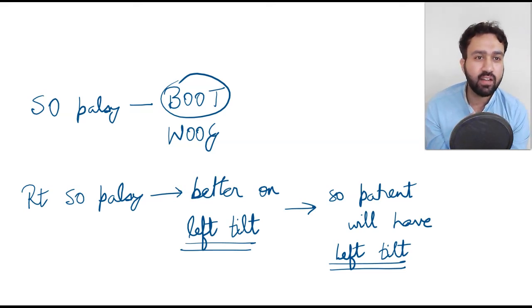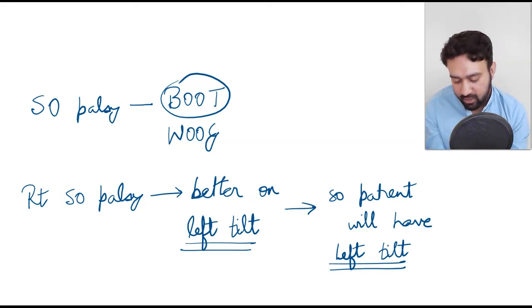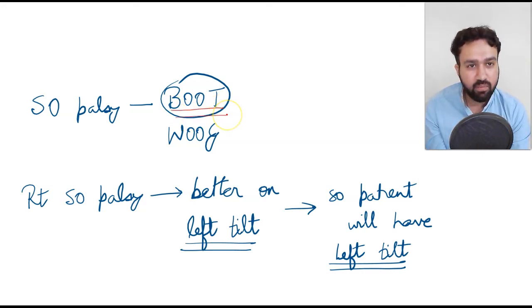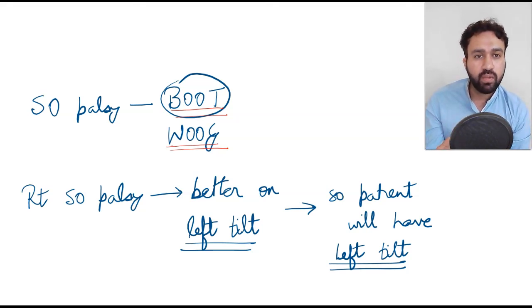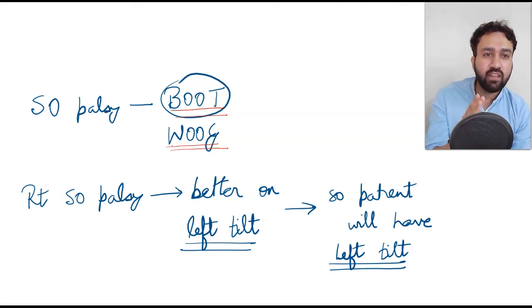We can use some information about SO palsy to confirm that this is the correct answer, right? So normally in an SO palsy, remember that the diplopia is better on opposite tilt and the diplopia is worse on opposite gaze. So remember the two mnemonics, BOOT and VOOG. In an SO palsy, the diplopia is going to be better on opposite tilt. So the patient is going to maintain an opposite tilt. So if the patient has a right SO palsy, he will keep a left head tilt, correct?